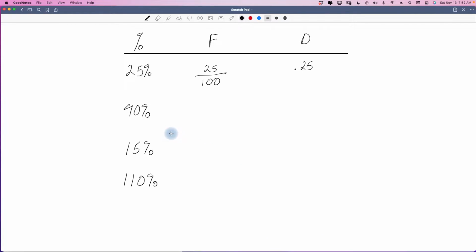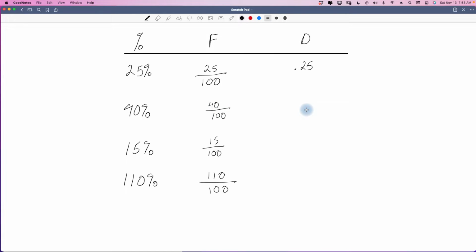So if we take 40% and put it into its fraction form, it's 40 over 100, because that's what percent means. We could take 15%, and we put 15 over 100. We take 110, and we put that over 100. The number on the bottom doesn't change just because this number gets bigger. Percent still literally means out of 100. It doesn't change, okay? Out of 100.